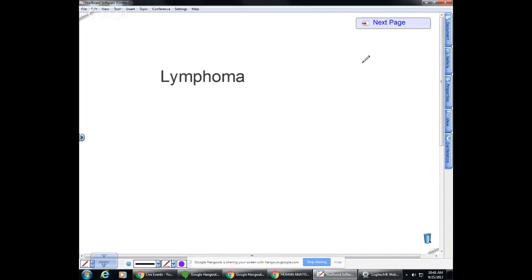Okay, so lymphoma. What do you think lymphoma is? Cancer. Okay. So I guess it would be a type of leukemia, which is white blood cells, but it is lymphoma because it's specifically the lymphocytes that are involved. And there are 2 different kinds, and they're named after the person that discovered it. So there's Hodgkin's lymphoma, and then there's non-Hodgkin's.